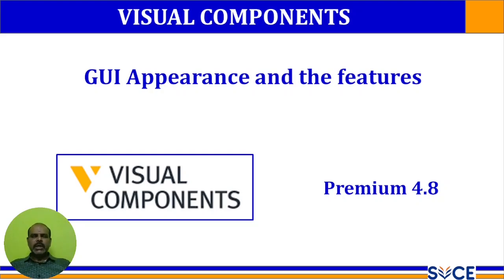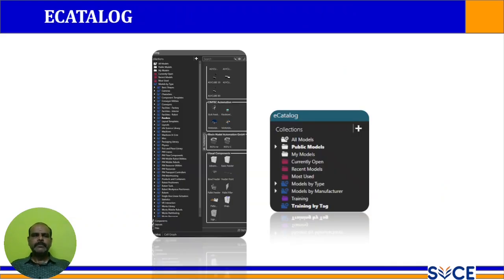In short, in this series of lectures, the second lecture, we are going to learn about Visual Components software version 4.8 premium, how the GUI is going to look, and how we are going to proceed with the software. The basic nature of the software is that it works based on the PNP mechanism. PNP means plug and play mechanism.